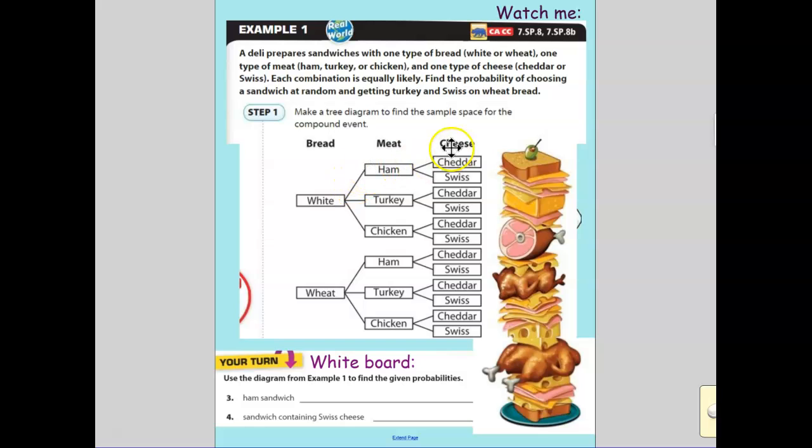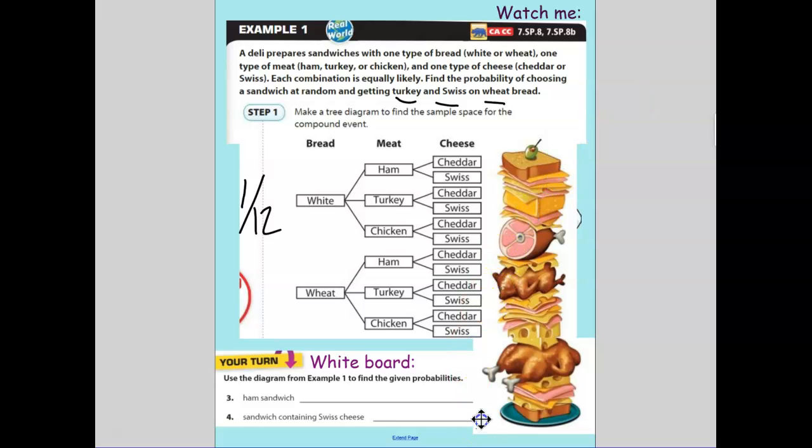And you can follow it and see the combinations. So white, ham, cheddar, white, ham, Swiss. White, turkey, cheddar, white, turkey, Swiss. White, chicken, cheddar, white, chicken, Swiss, and so on and so on. So the question was, what was the likelihood of getting turkey and Swiss on wheat? So we have wheat, turkey, Swiss. That is one option out of how many possible sandwiches are there? You count the ends of the branches. 1, 2, 3, 4, 5, 6, 7, 8, 9, 10, 11, 12. There's 12 possibilities. So you have a 1 in 12 chance of getting a turkey and Swiss on wheat.